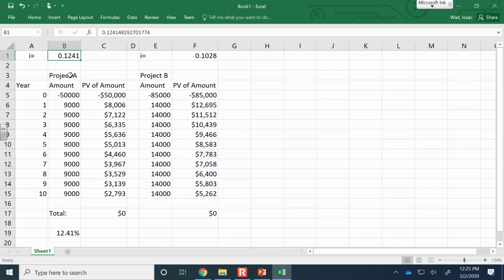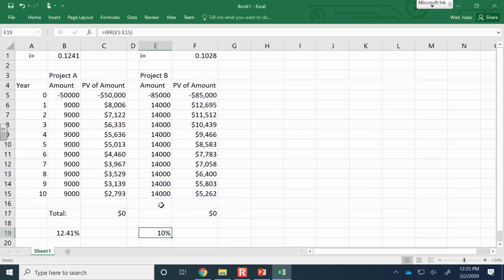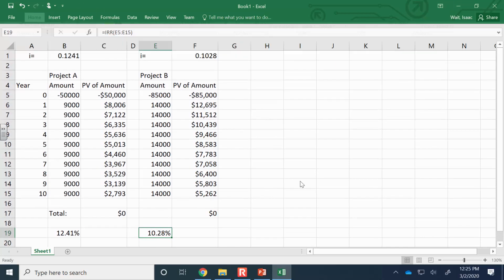I just think it's important for you to understand what's happening in the background when you use a complex function like IRR. So of the two options, the internal rate of return that's the highest is for project A. So what that means is that you're earning a 12.41% return on your original investment of $50,000.